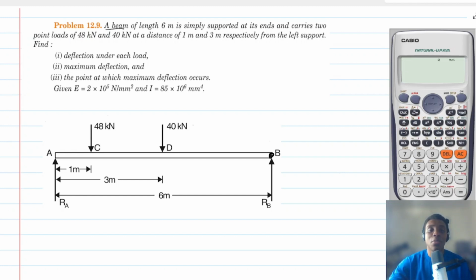We have a beam which is of length 6 meters, and it is simply supported at its ends. It carries 2 point loads of 48 kilonewtons and 40 kilonewtons at distances of 1 meter and 3 meters respectively from the left support. We have to find the deflection under each load, and then find the maximum deflection as well as the point at which the maximum deflection occurs.